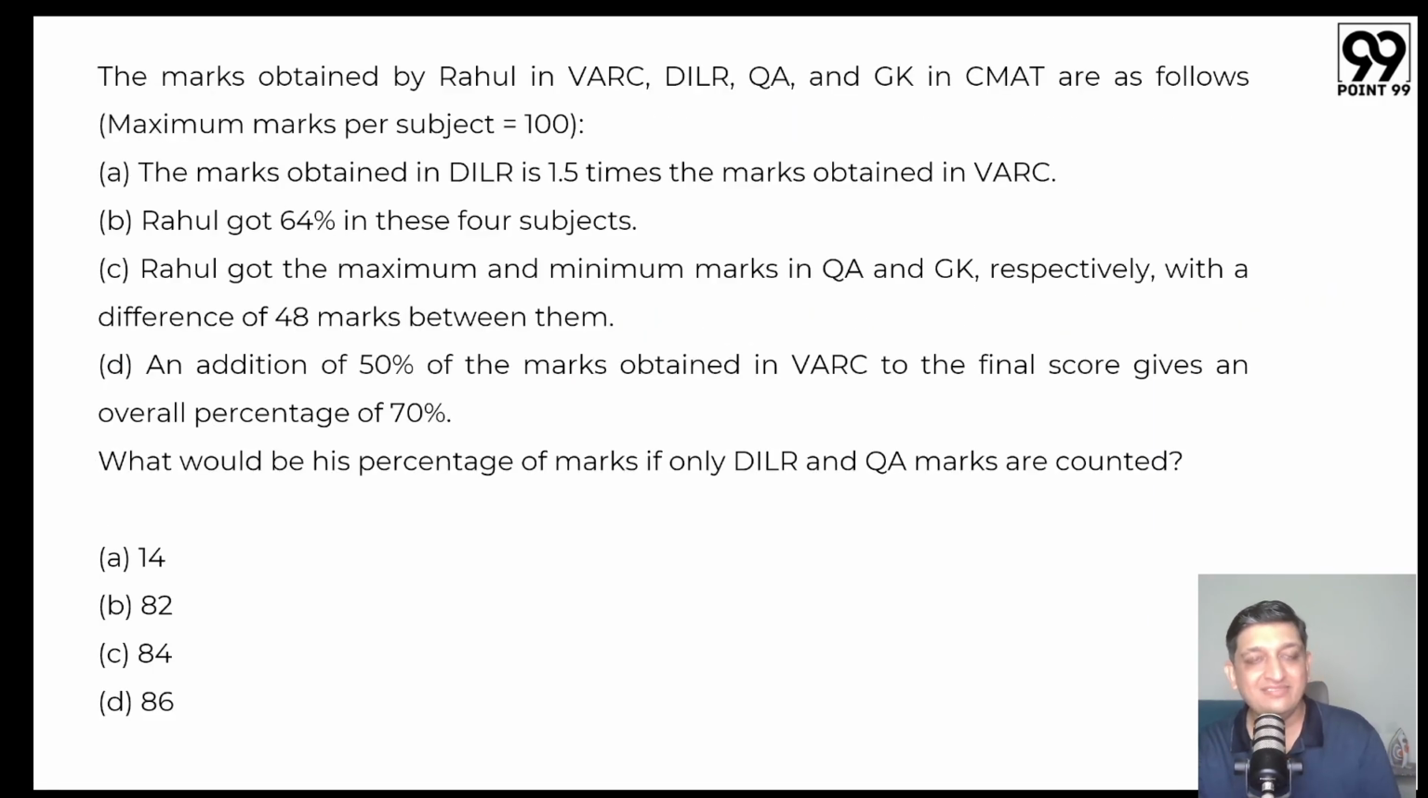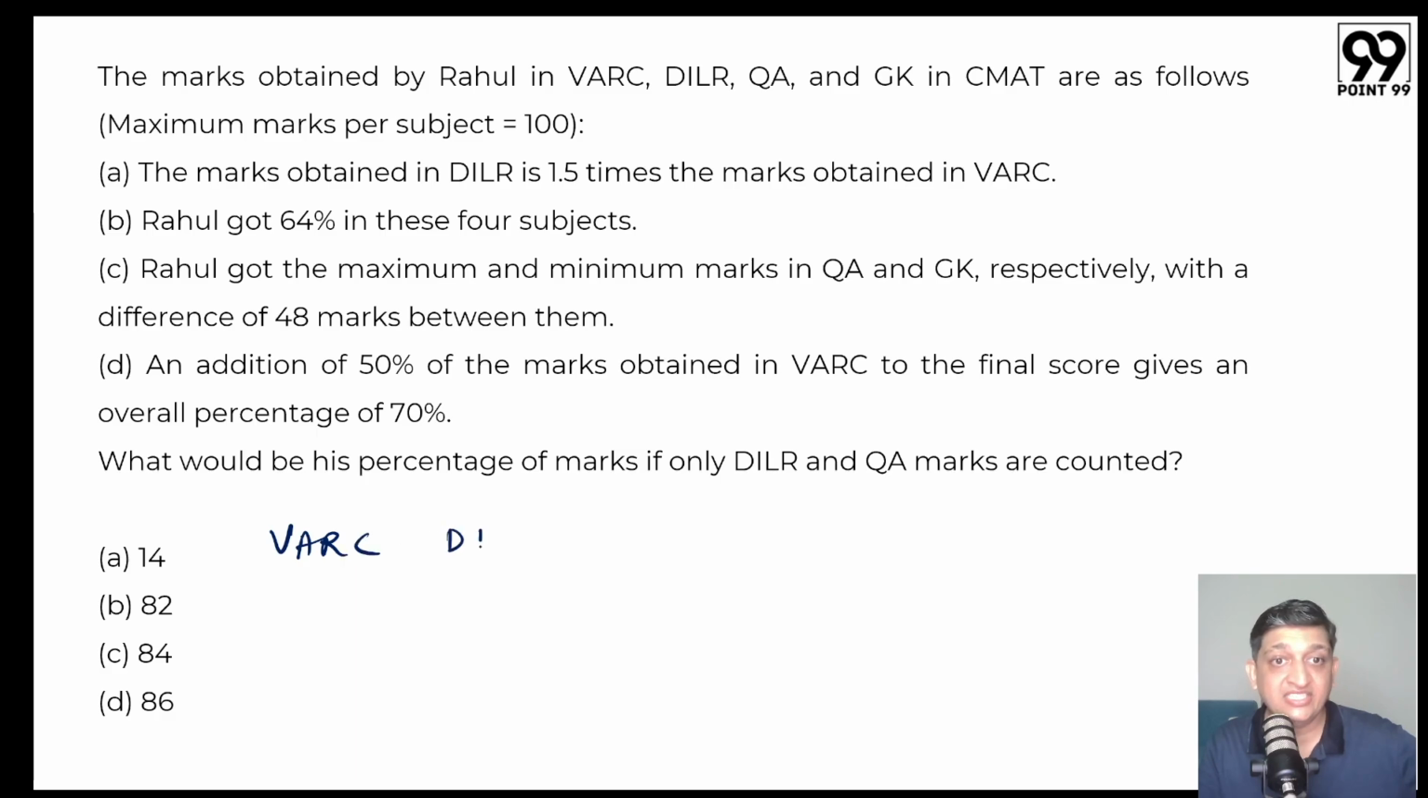Let's look at this question. Very interesting question. So try this out and then you can have a look at the solution. So the marks obtained by Rahul in VARC, DILR, QA and GK in CMAT are as follows. Maximum marks per subject is 100. The marks obtained in DILR is 1.5 times the marks obtained in VARC. So let's write down everything here.